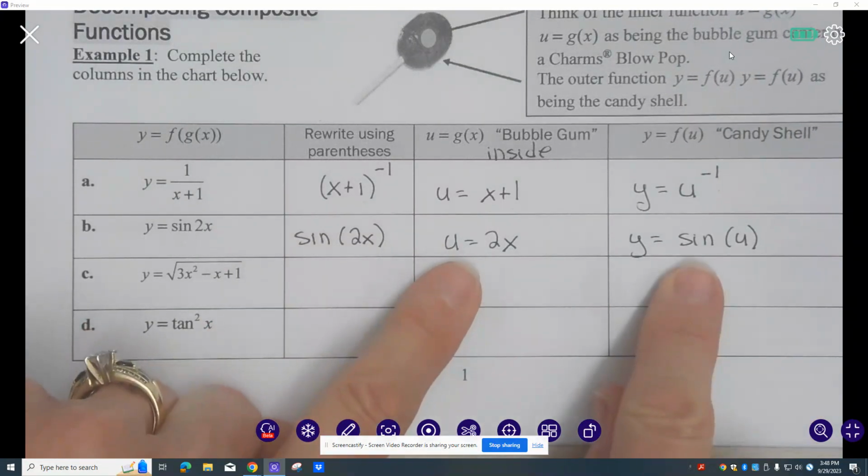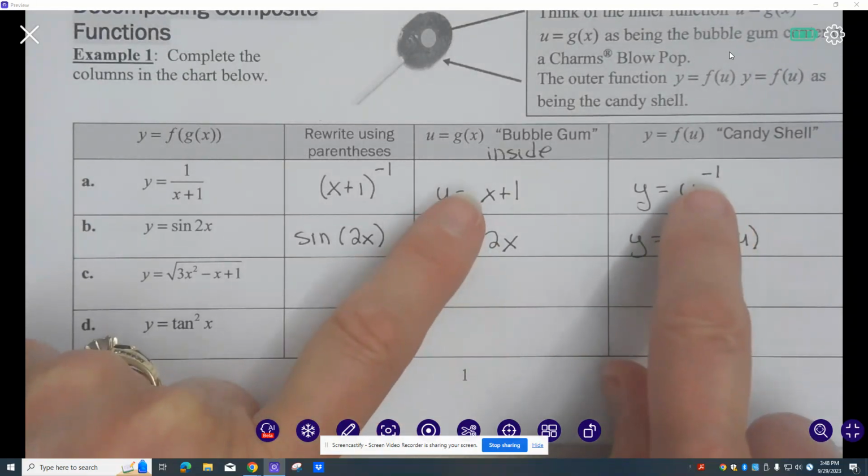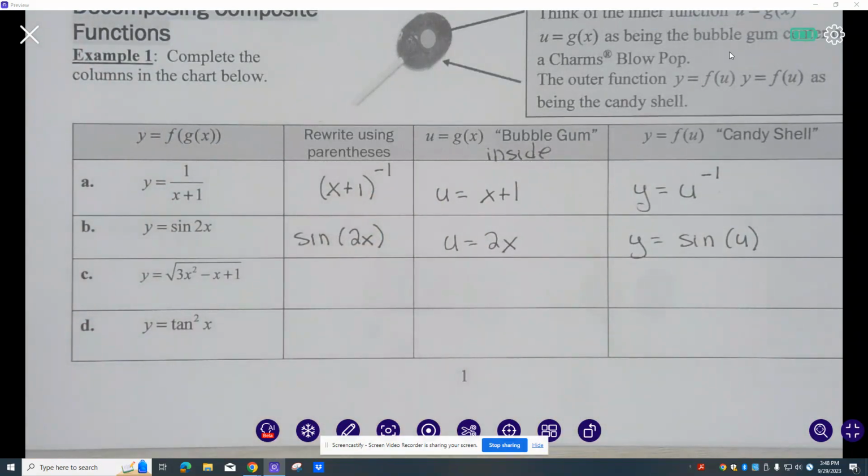So we want to write two functions that aren't compositions, inside and outside. You could take the derivative of both of these. When they were a composition, you couldn't take the derivative. All right, let's try this one.